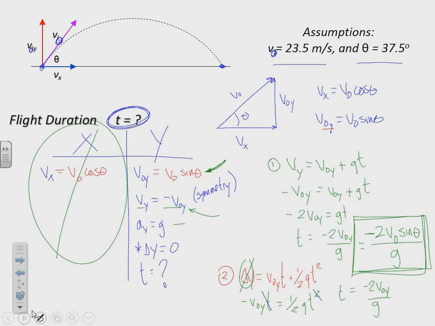I trust you can calculate. I get, let's see, 2 times 23.5 times the sine of 37.5 divided by 9.8. 2.92.